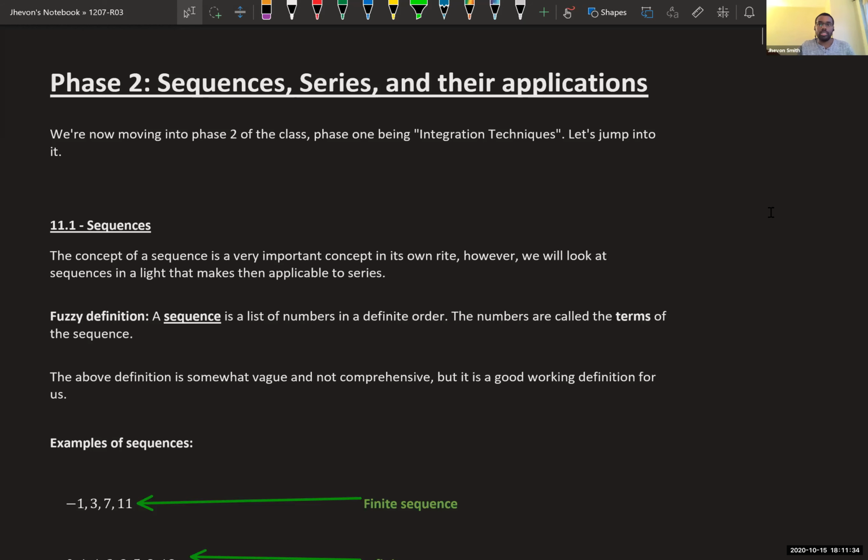You think of a sequence when the list is very deterministic. There's a way to get the second term, a way to get the third term, a way to get the fourth term, and that way is understood, if not very easy. Okay, so that's it. A sequence is just a list in a definite order. For us, we're going to deal with lists of numbers. That's what's going to be important for us.